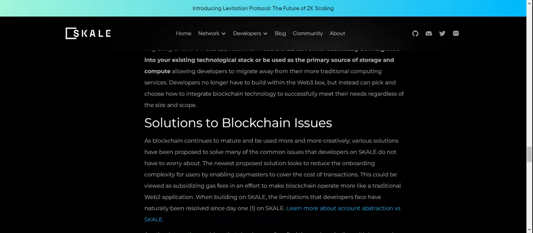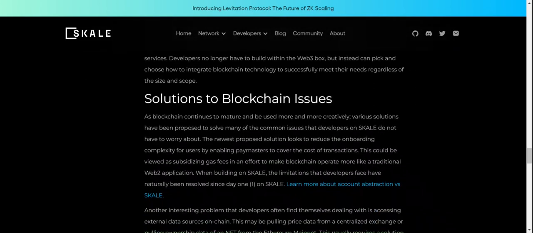The next one na solutions to blockchain issues. As blockchain continue to dey mature and dem dey use am more creatively, different solution don dey wey people don propose to solve many of the common issues wey developers on scale no need to dey worry about.